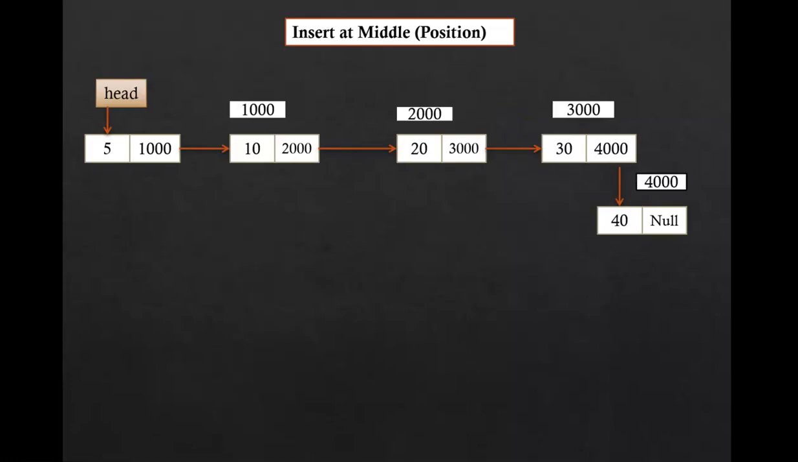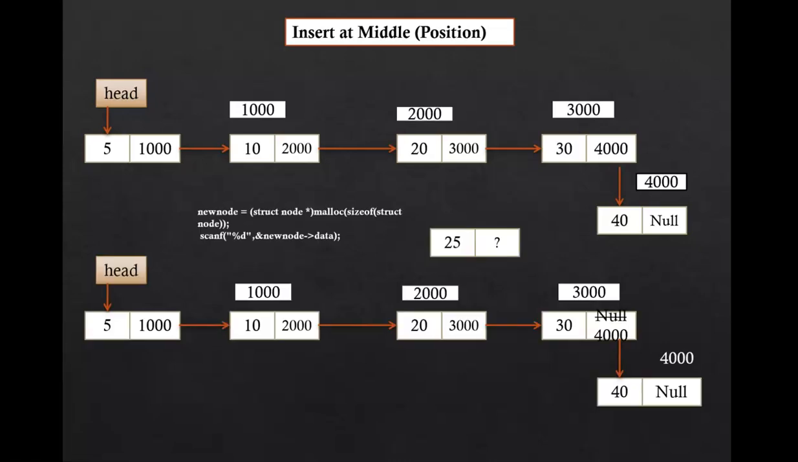We will understand how to insert. Initially, my structure is this: 5, 10, 20, 30 and 40. Say, for example, I have to insert 25 in between 20 and 30. So the position is 4, and the loop runs for 3 times. I have created a node called 25, and I'm going to insert 25 in between 20 and 30. So what is my logic?